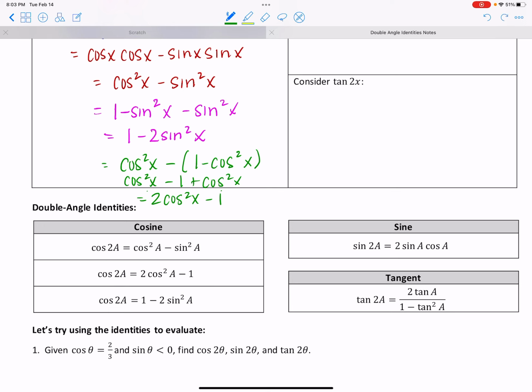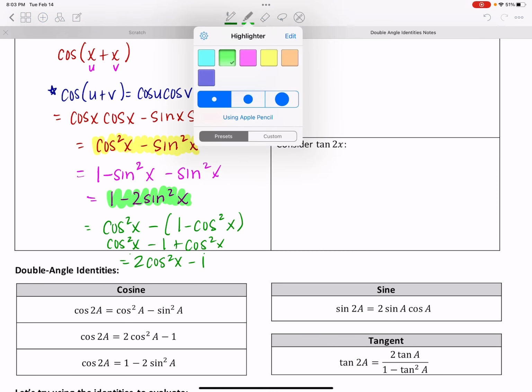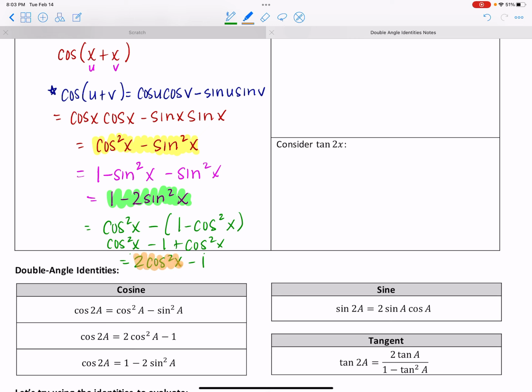So all of these, the first one we derived just by looking at our cosine of a sum, and then by using our Pythagorean identities, we end up with some alternative forms. So the cosine of a double angle is going to be equal to cosine squared of that angle minus sine squared of that angle, or 1 minus 2 times sine squared of that angle, or 2 times cosine squared of that angle minus 1.